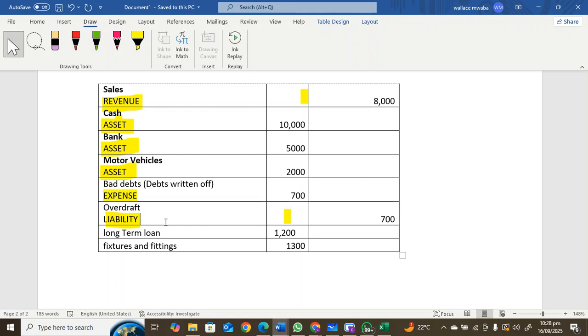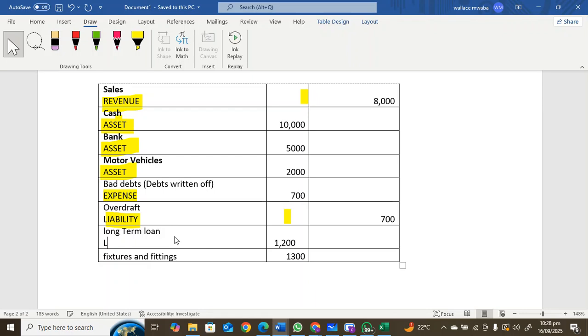So long-term loan, this is a non-current liability. You can pay it after a year even. No need to pay it that year. So it's going to go on the credit side.